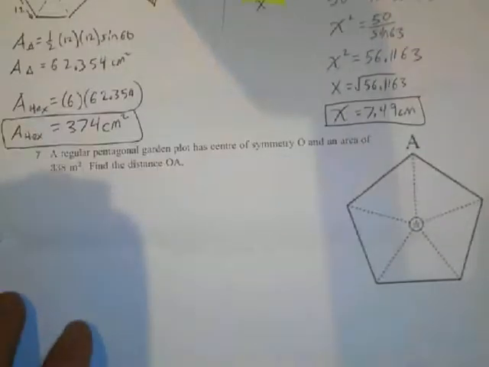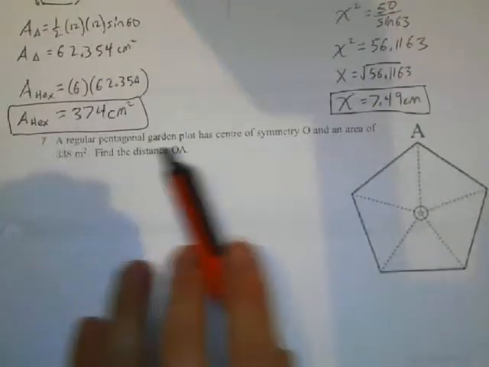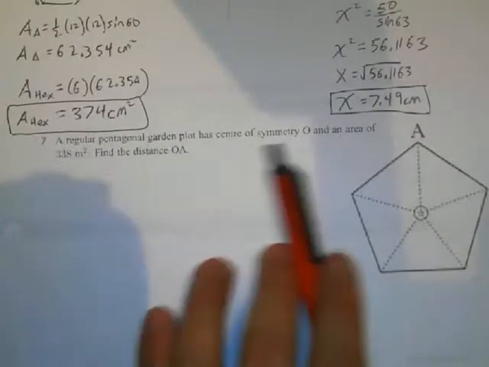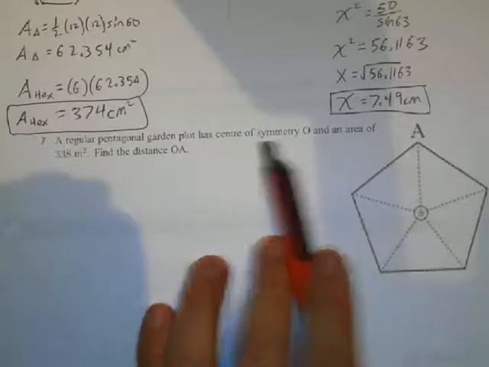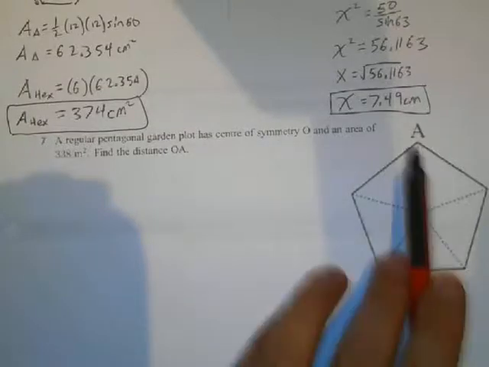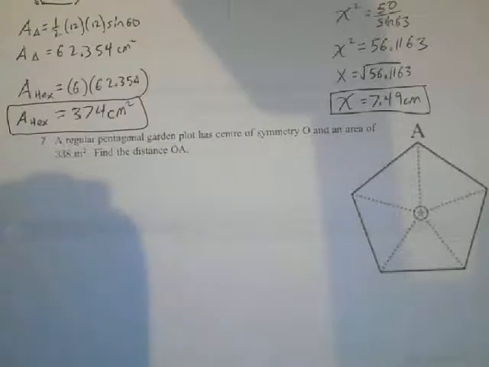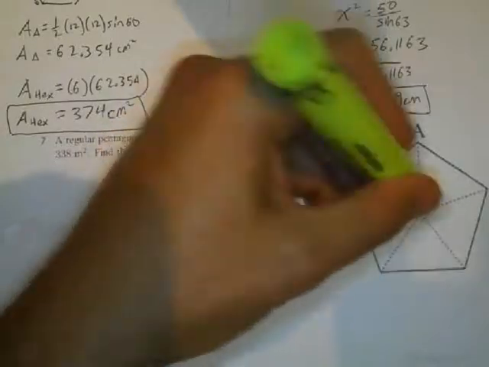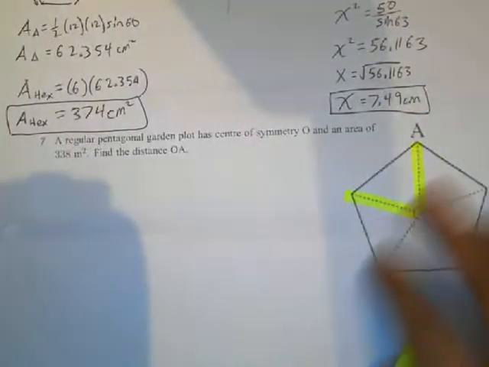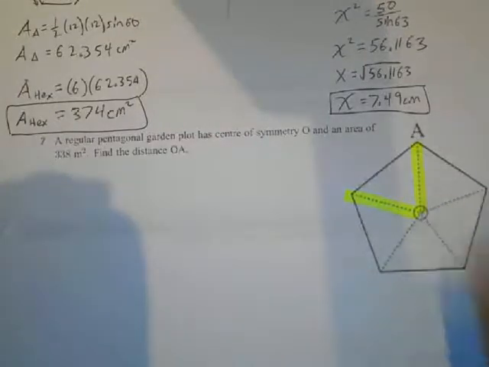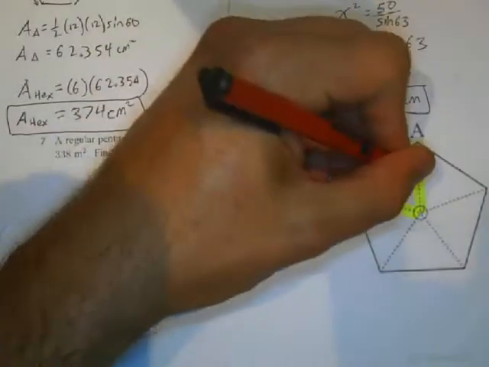Okay, so a regular pentagon is here, and we've got the center O, and we've got an area. Find the distance from O to A. So we want to find this distance right there. Now, all of these lines here are the same measurement. So if we're trying to figure out this distance, I'm going to call that x. I'm going to call that x.